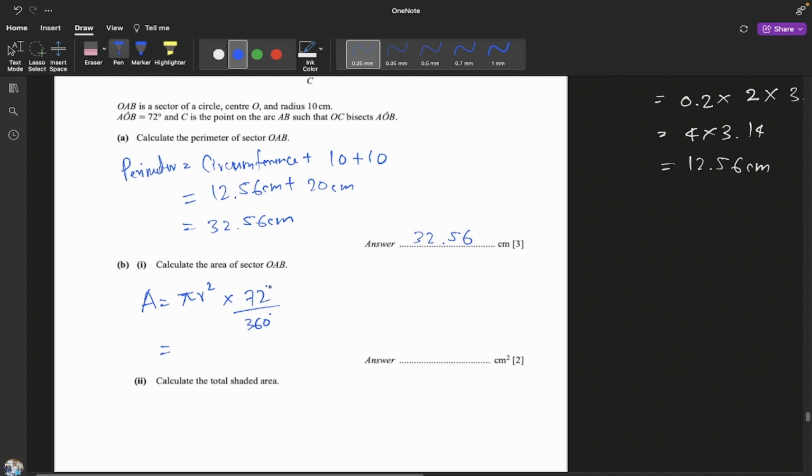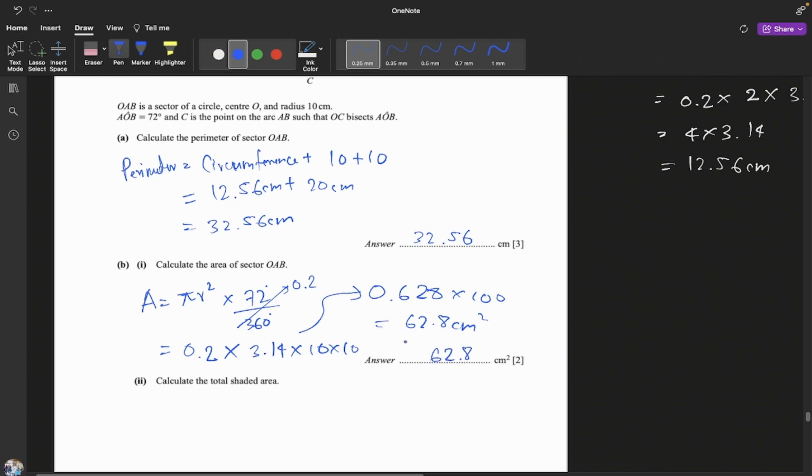It's 0.2. So 0.2 multiply by 3.14 multiply by 10 times 10. Okay, 0.2 multiply by 3.14 will give you 0.628, multiply by 100. The answer will be 62.8 centimeter square. So the answer is 62.8.